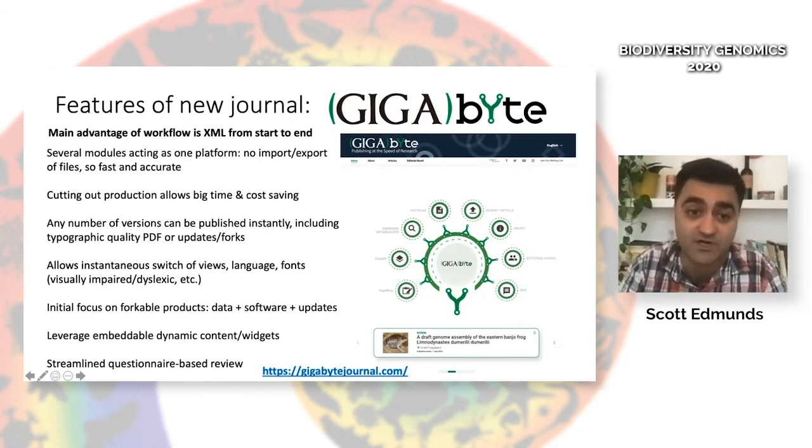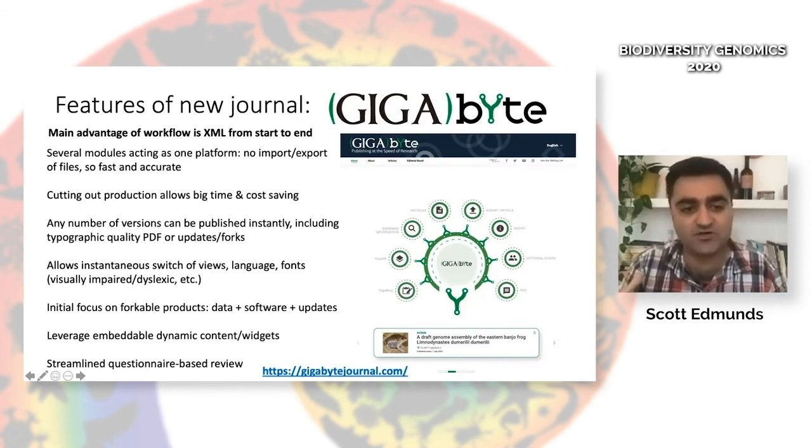Cutting out the production step will save huge time and cost. It means that versions can be published near instantaneously. You can update, you can fork, you can push a button and spit out a typographic quality PDF, change the views, change the language, change the fonts.